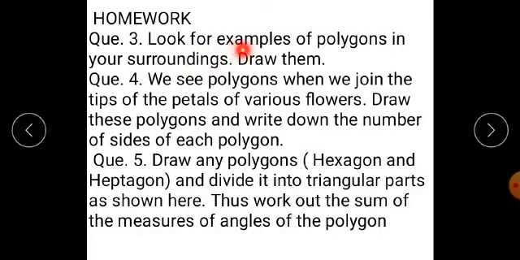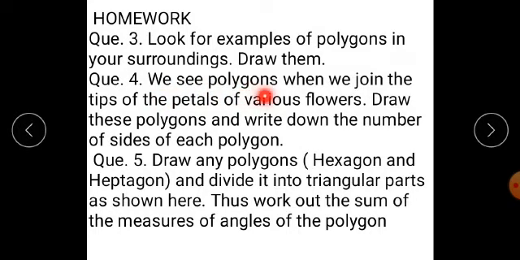Now students, question number 3. Look for examples of polygons in your surroundings, draw them. Students, this is an open-ended question. You see in your surroundings, and you have to draw at least 2 or 3 figures for this question, and therefore I'm going to give this question to you as homework.